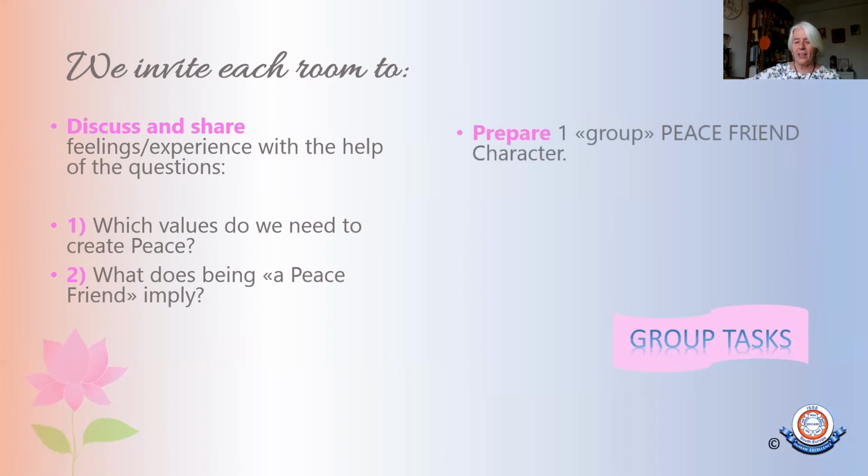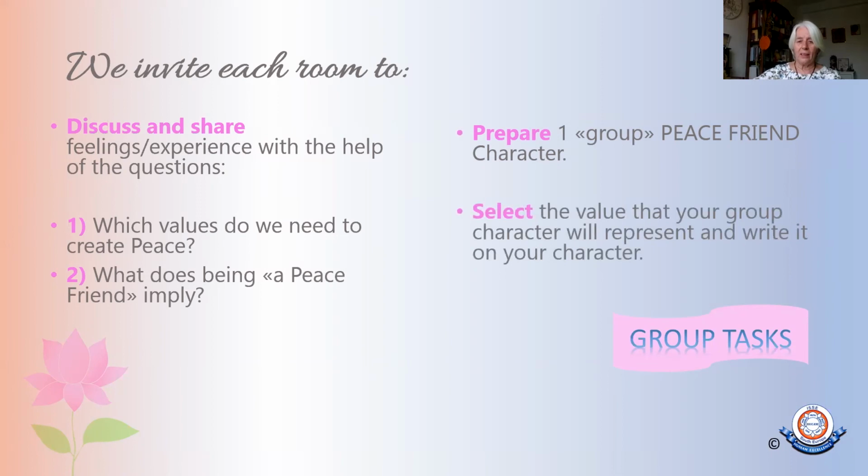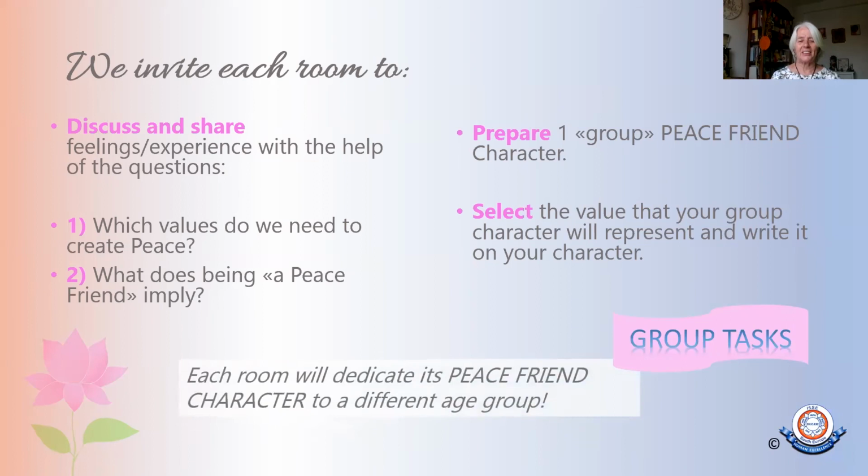Then we have to create one group peace friend character. We have to invent the character. One of the persons in the group takes this responsibility or task to draw a peace friend character. Better if he or she is walking, in the position of walking. Then select the value that your group character will represent and write it on your character. After the discussion, you select the value and write it on the character.